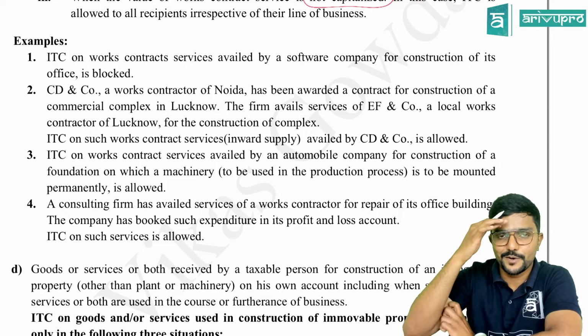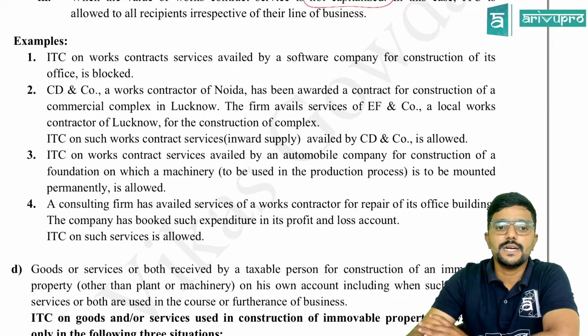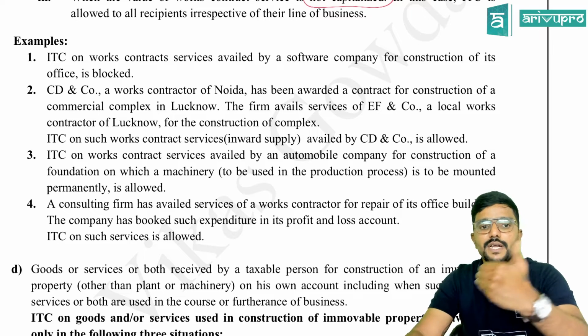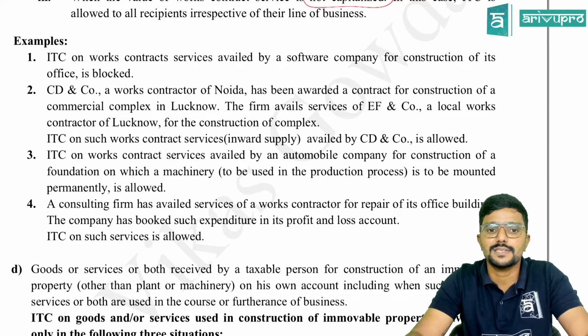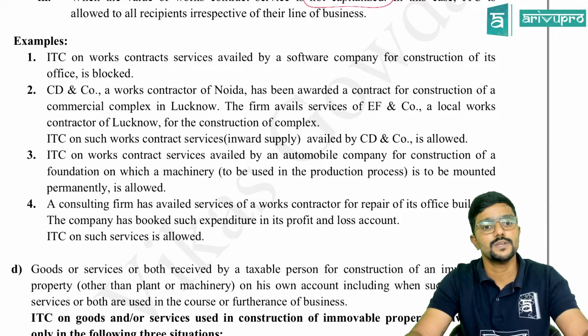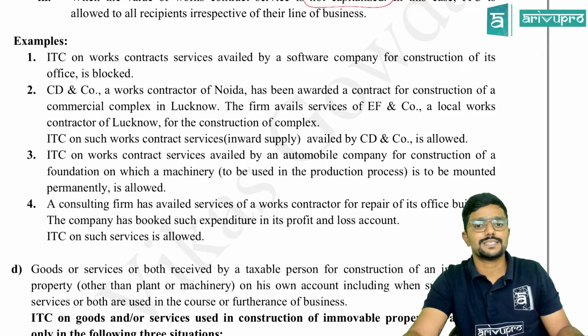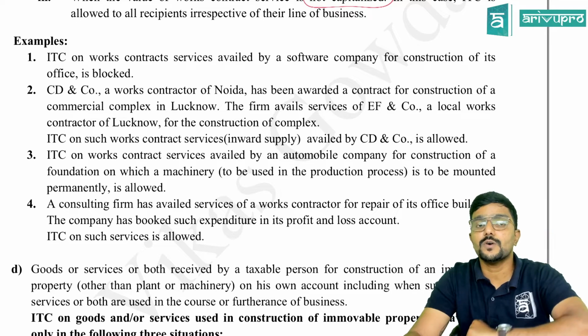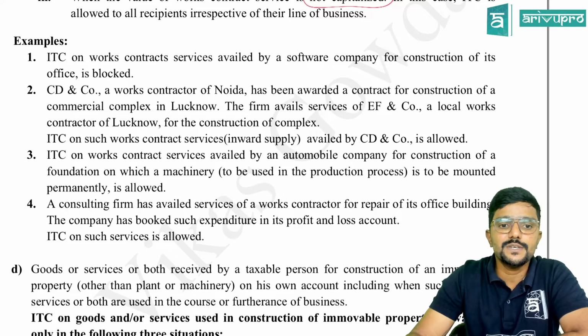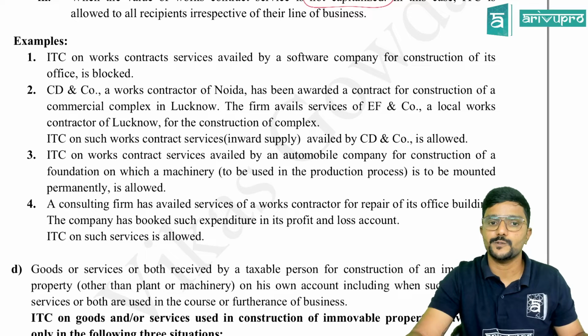Next, second one, subcontracting example. CD & Co, a works contractor of Noida, has been awarded a contract for construction of a commercial complex in Lucknow. So CD & Co has received a contract to construct a complex in Lucknow. The firm avails services of EF & Co, a local works contractor of Lucknow, for construction of the complex. So now CD & Co is receiving some input services in the nature of works contract services. Now, can CD & Co claim the credit? Yes. ITC on such works contract services availed by CD & Co is allowed.